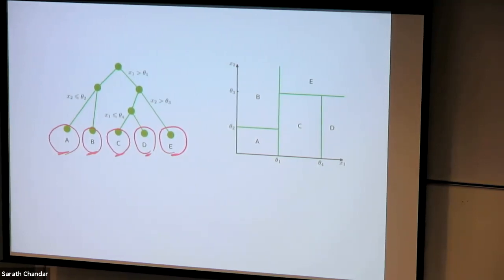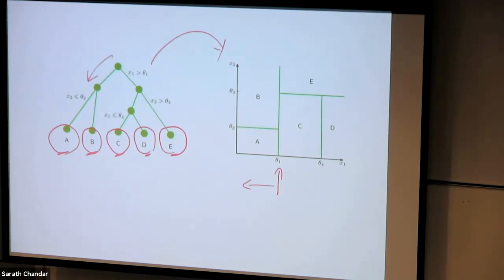Now let us try to look at the same thing in the data space. Here is my data set, which has 2 features, x1 and x2. If x1 is less than θ1, then I go this side, and if x2 is less than θ2, that is my region A. If x2 is greater than θ2, then this is my region B. Similarly, region C, region D, and region E.